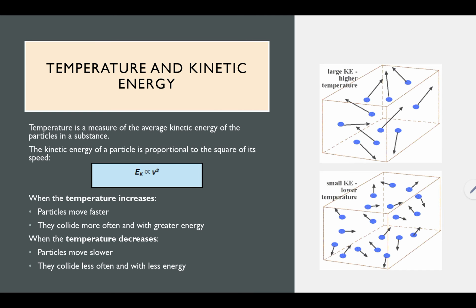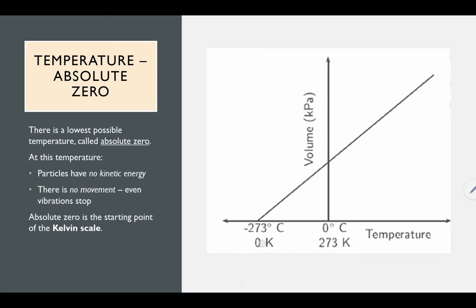Now let's move on to temperature and kinetic energy. Temperature is a measure of the average kinetic energy of particles in a substance. And kinetic energy is proportional to the square of speed. That means that when the temperature increases, the particles will move faster, collide more often with greater energy. With temperature decreasing, particles will move slower and collide less often with less energy.